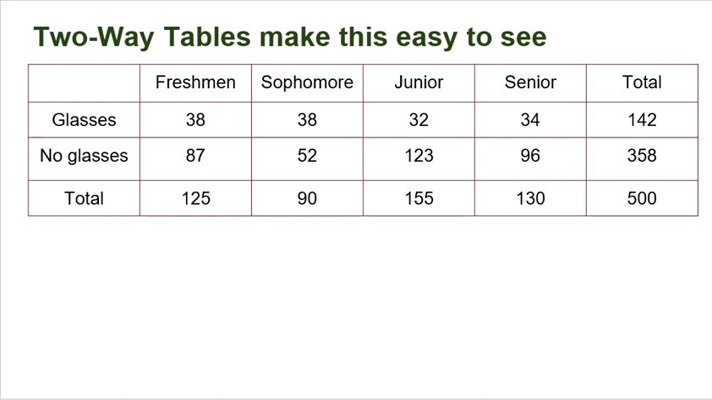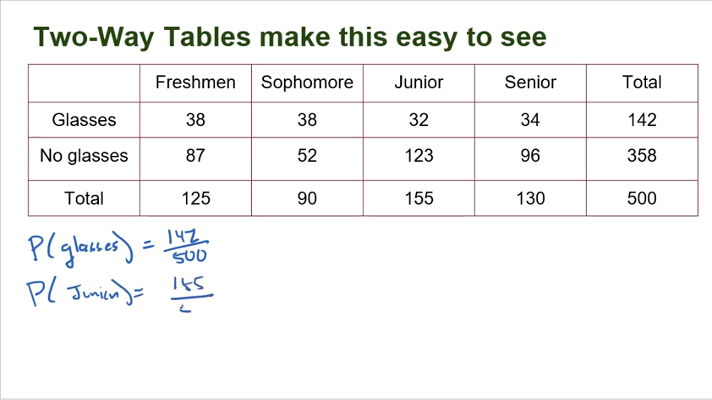I could ask all kinds of really cool questions with this. Hey, what's the probability that you wear glasses? What's the probability that I close my eyes, blindfold myself, randomly reach into these 500 students and pull out a student that wears glasses? Well, 142 kids wear glasses out of 500. Boom, there's my proportion. There's my probability. How easy was that? I could say, hey, what's the probability that you reach into these 500 kids and you pull out a junior? Well, there's 155 juniors that could be picked out of 500. All right, awesome, easy. Sorry for my sloppy handwriting.